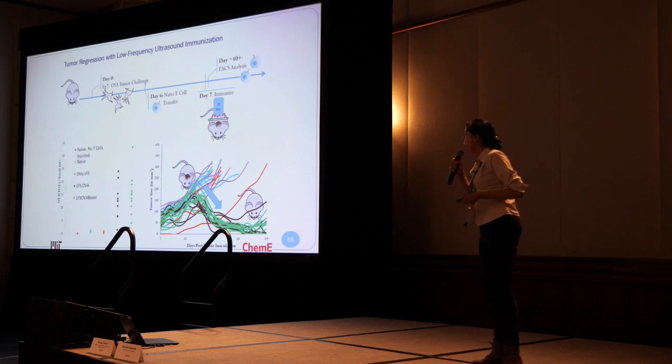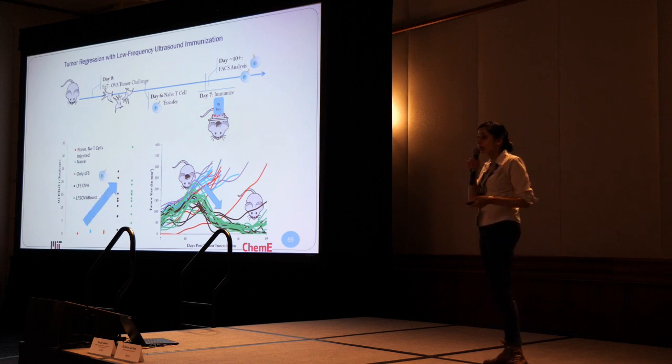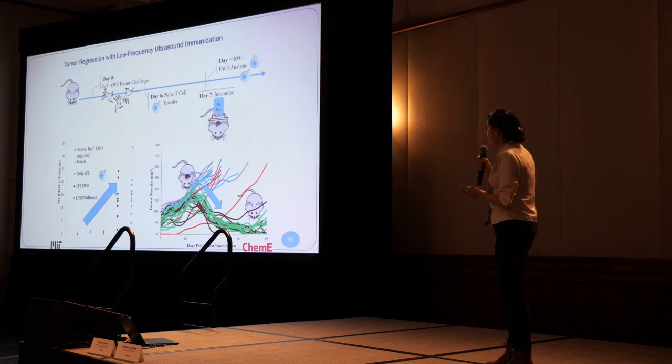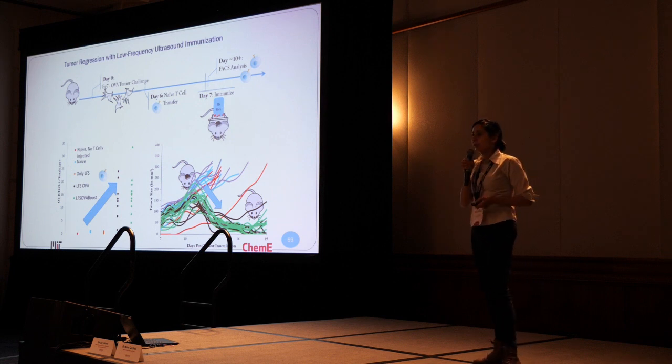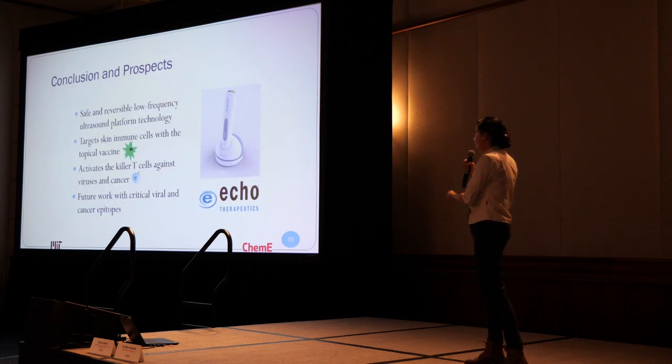Additionally, on analyzing the circulatory blood, we found a significantly higher level of circulating killer T cells, thereby confirming our hypothesis that these killer T cells play an active role in reducing the tumor growth.